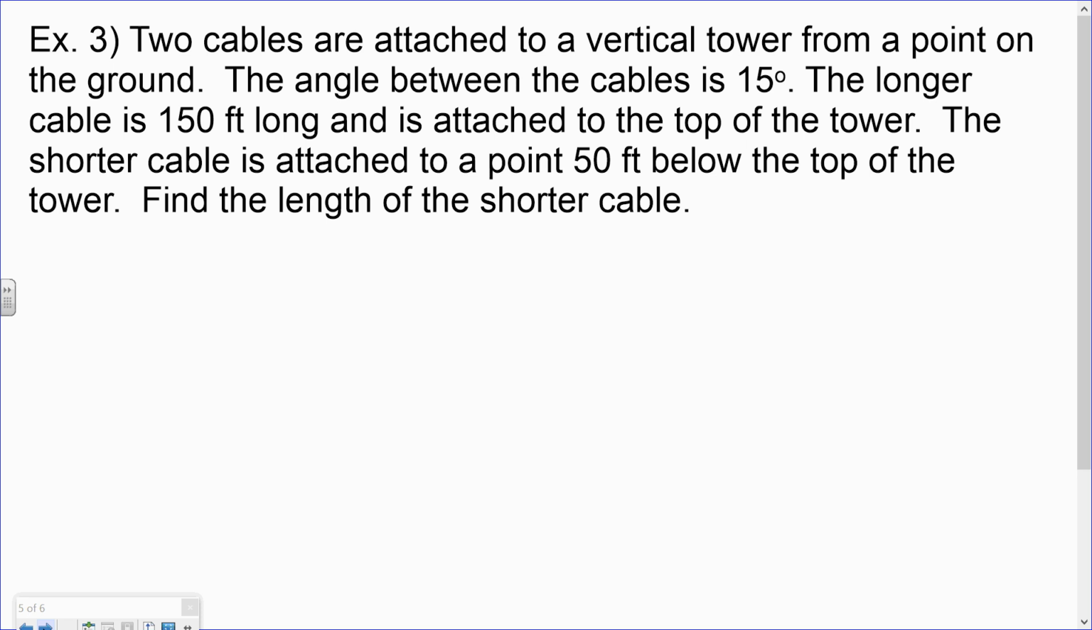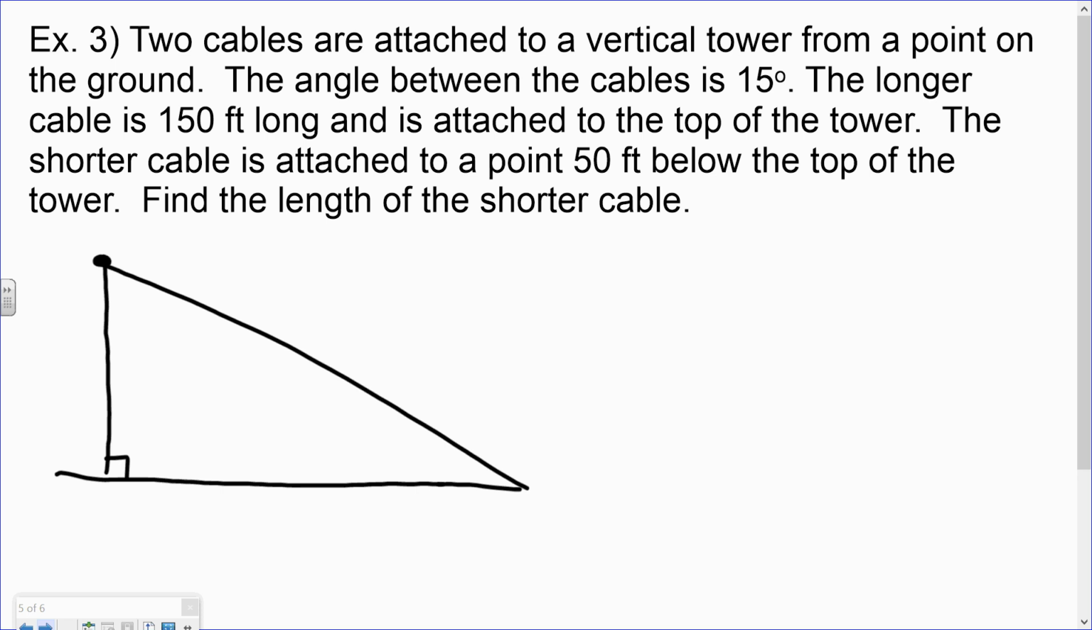And so I know I have a vertical tower. So there's my vertical tower. I don't need to worry about any other details. And I know I've got the ground coming along here. And I know those are going to make a right angle since it's a vertical tower. And then I know I've got some cables attached to this tower going down to the ground. So I'm going to need to draw those in. And let's see, the longer cable is attached to the top of the tower. So I've got one cable here like that, and it comes out here to the ground. And that cable is 150 feet long.